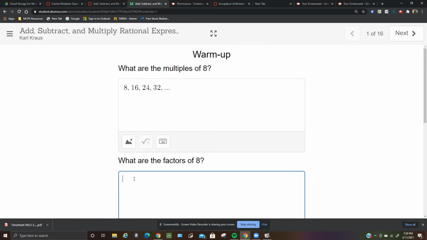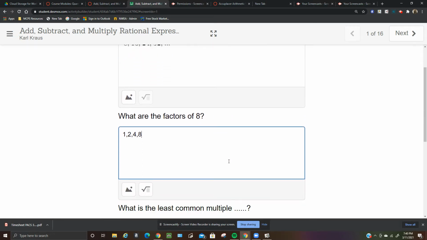And then what are the factors of 8? Are 1, 2, 4, and 8. So in other words, what integers divide 8 evenly? What positive whole numbers divide 8 evenly?